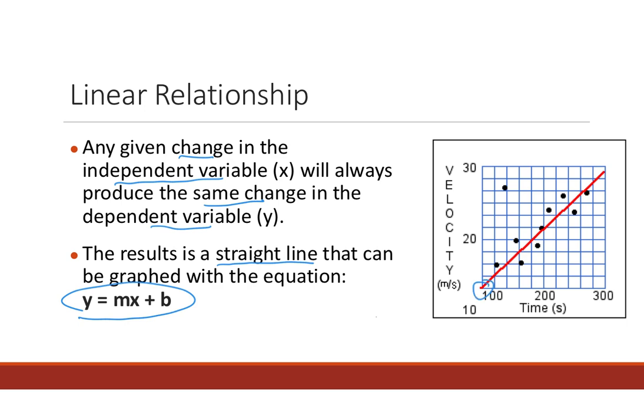So we have an example graph over here where velocity is the dependent variable and time is the independent variable. As time goes by, velocity is increasing, and it's increasing at a nice steady constant acceleration, giving us this straight line.